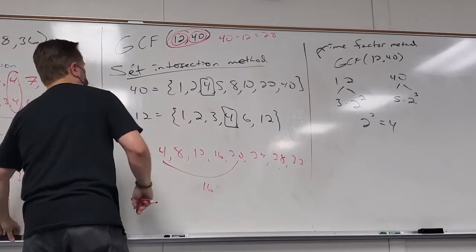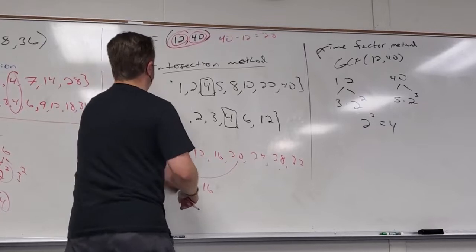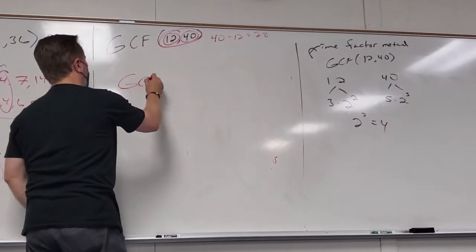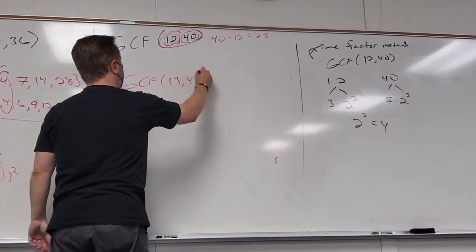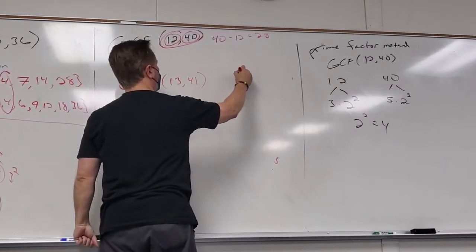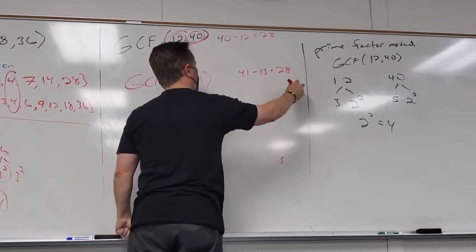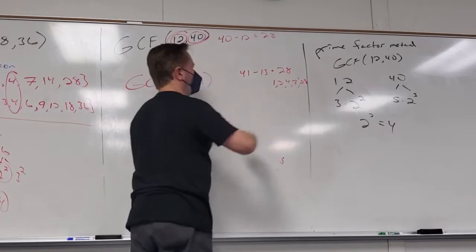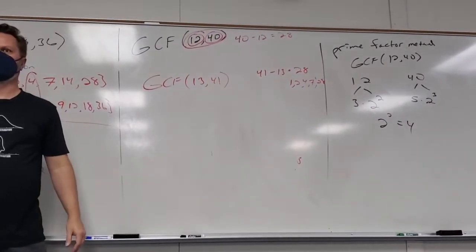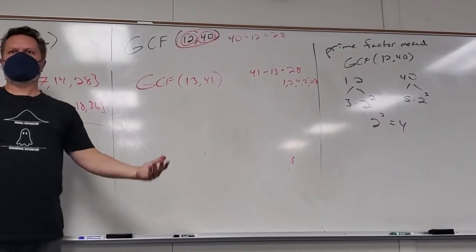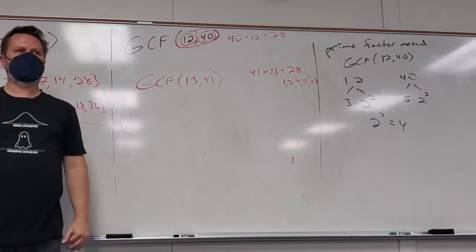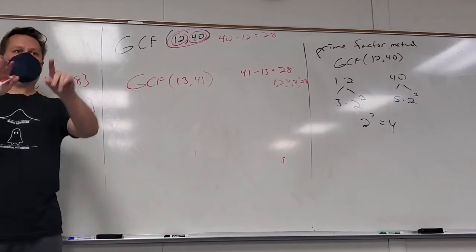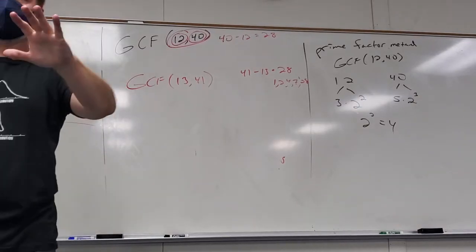So, for example, what if I had to do the GCF of 13 and 41? How far apart are 13 and 41? 28. So the only possible things are 1, 2, 4, 7, or 28, right? Is any of those going to work? Which one's the only one that's going to work here? 1. Trust me, I'm going somewhere with this.